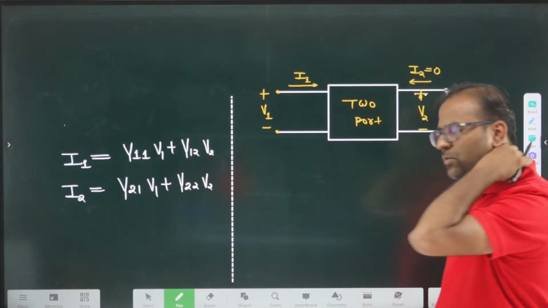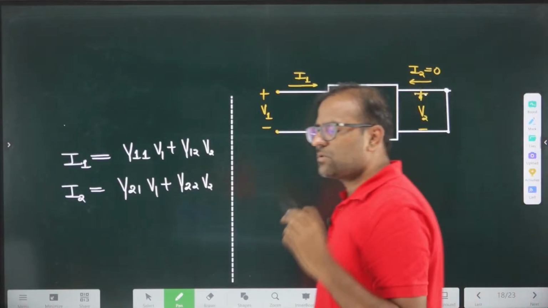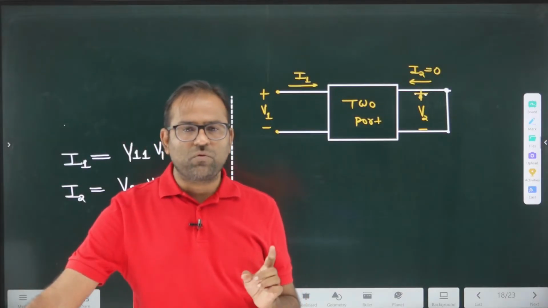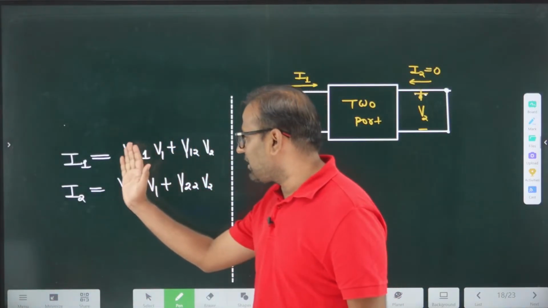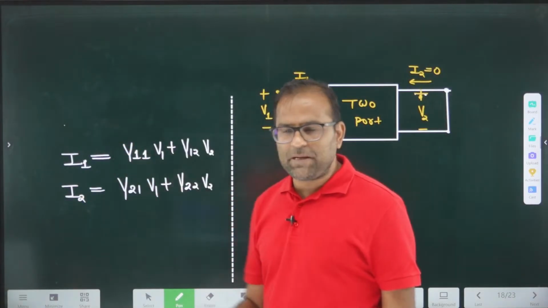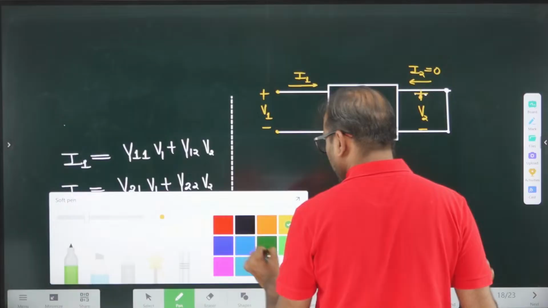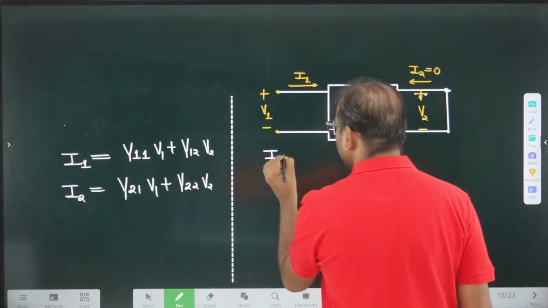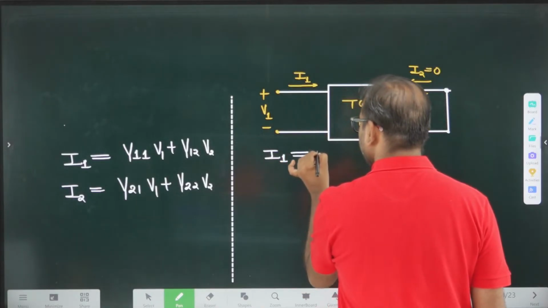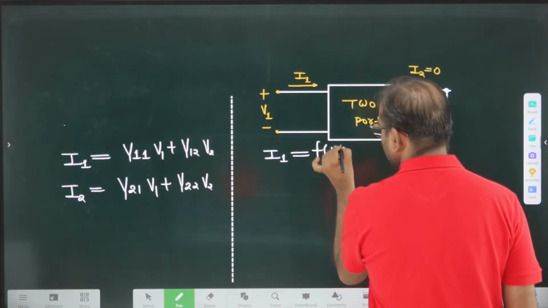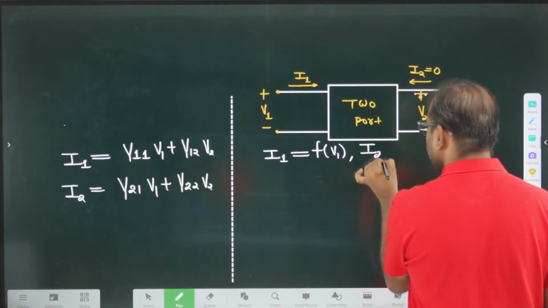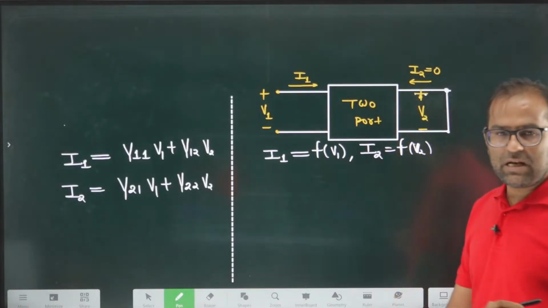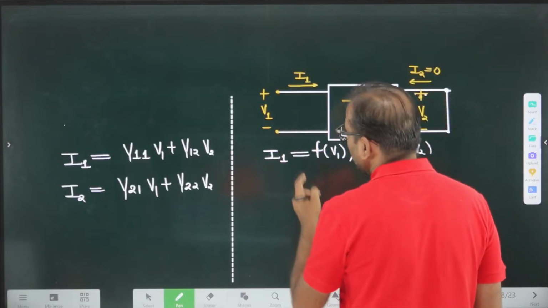By making V2 equal to 0, how many parameters can we calculate? So always remember which one is the independent variable, which one is the dependent variable. We know that I1 and I2, which are written on the left side, are known as dependent variables. So what we have to do? I have to write I1 as a function of V1, and I2 as a function of V2. Here I am interested in the ratio of this.